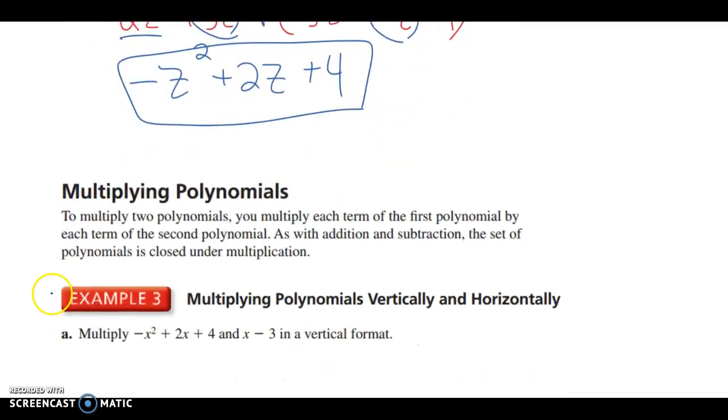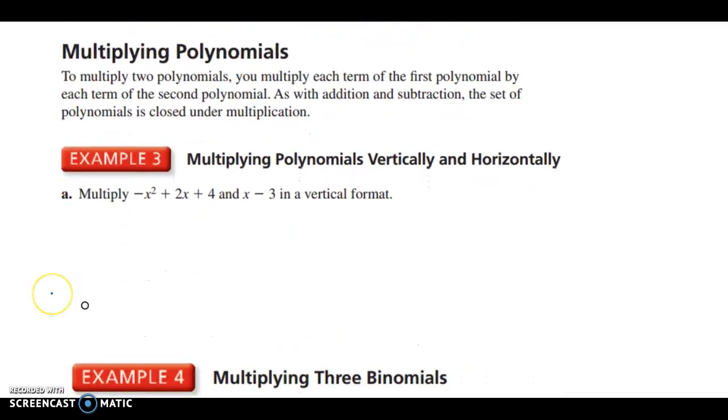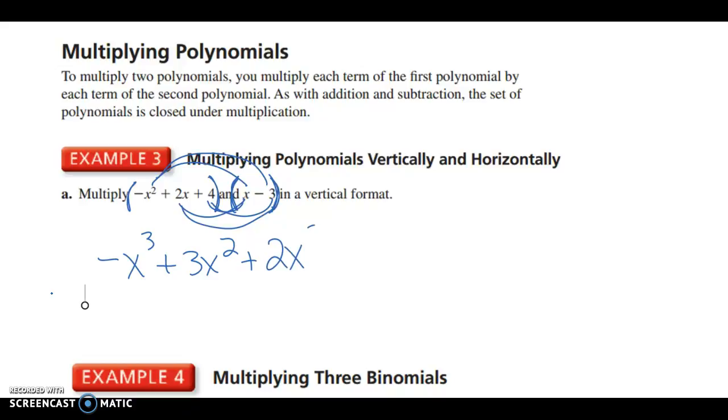Looking at example 3, we see we're going to multiply polynomials. I don't generally like to multiply them vertically. I always put them in parentheses and just multiply them horizontally. So that's up to you, and you can look in the book if you want to see the vertical way to do this. But I'm just going to use my distributive method here and make sure I distribute every term to the x and the negative 3. So I'm going to have negative x to the third plus 3x squared plus 2x squared minus 6x plus 4x minus 12.